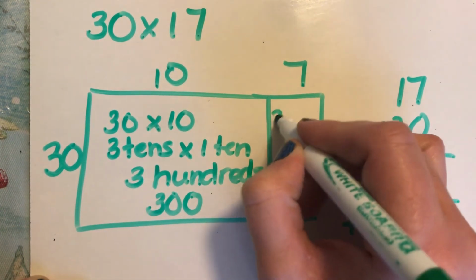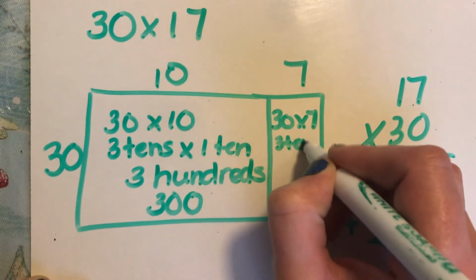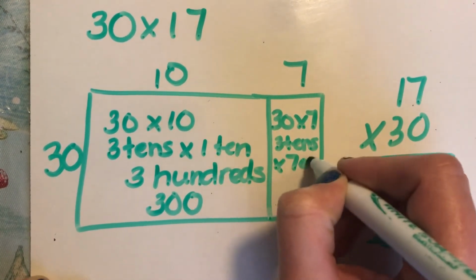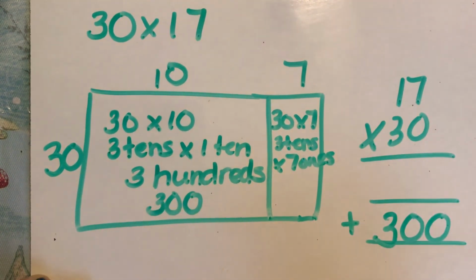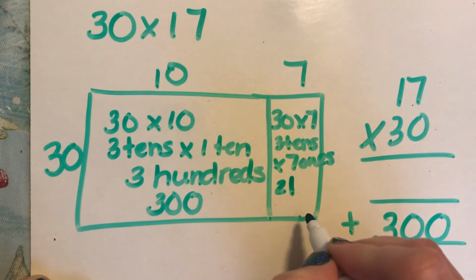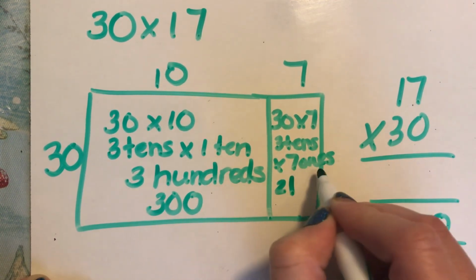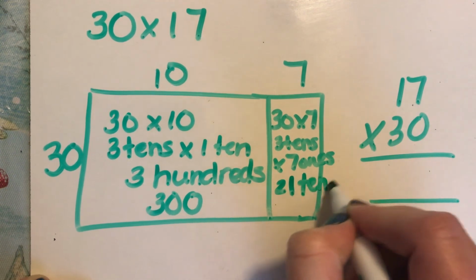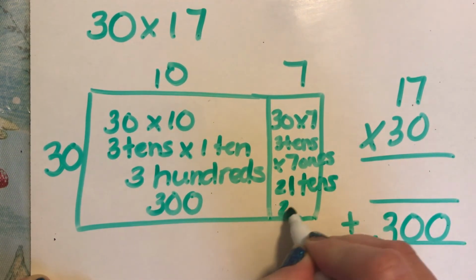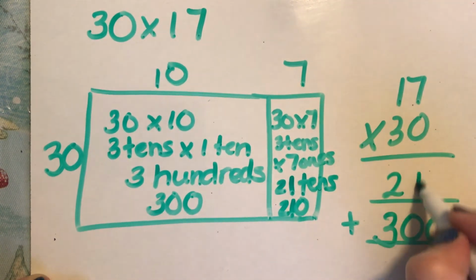Okay, then I have 30 times 7, or 3 tens times 7 ones. Okay, 3 times 7 is 21. And 10 times 1, which is our unit, would be 10. So 21 tens, or it would be 210. So we're going to write 210 here on the line.